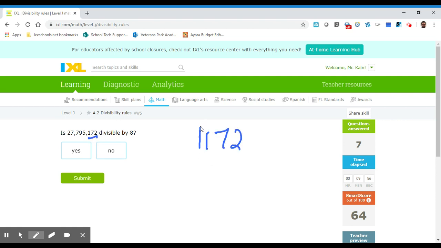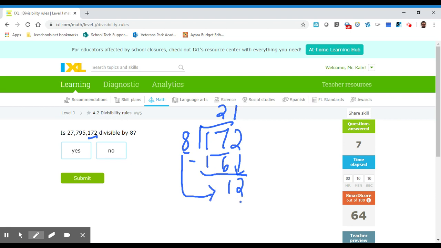Does 172 divide evenly by 8? Well, 8 goes into 17 2 times. The remainder of 1, we bring down the 2. 8 goes into 12 one time with a remainder of 4. So this does not divide evenly by 8. So the whole thing is not divisible by 8.